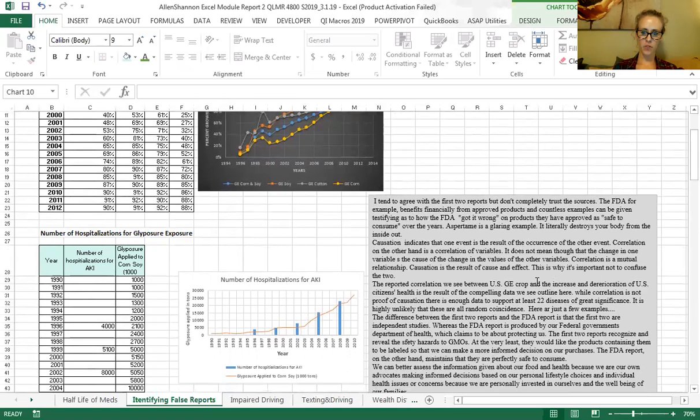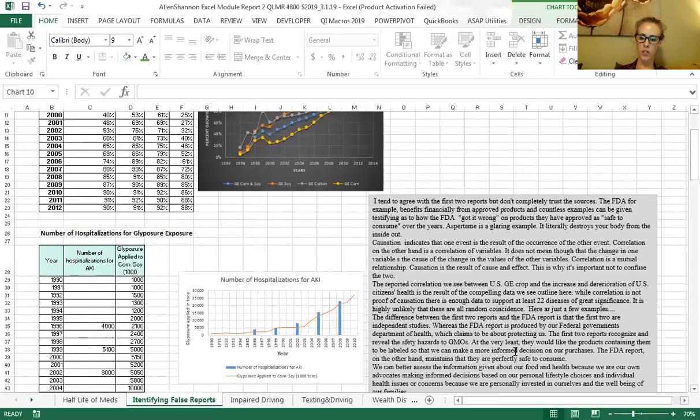The difference between the first two reports and the FDA report is that the first two are independent studies. That's what I noticed from reading them. Whereas the FDA report is produced by our federal government, the Department of Health, which claims to be about protecting us.